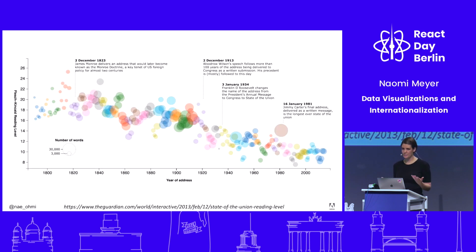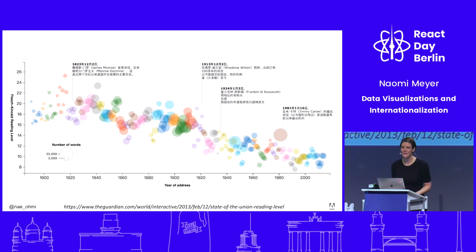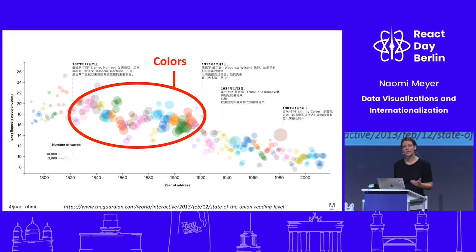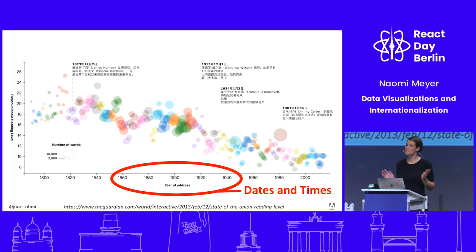So this is an example of what I'm talking about. This is a great visualization on The Guardian website, and it looks good, right? Well, if we go into the browser and we translate it into Chinese, we see a few localization or internationalization issues. So first we have numbers. These are really important to format correctly for each locale. And then colors. Colors can have different cultural significance that can really vary across regions. And of course, dates and times need to be handled correctly for each region.